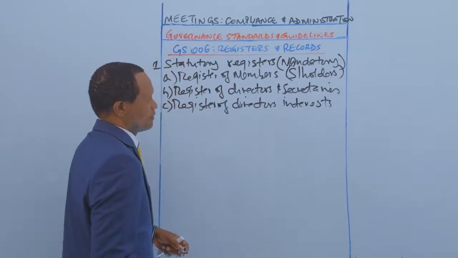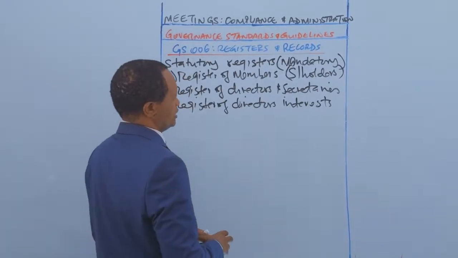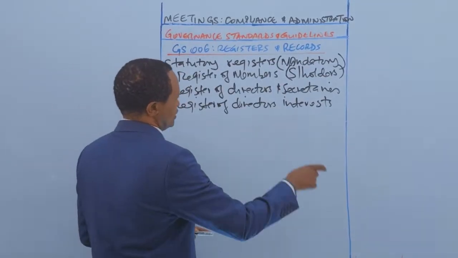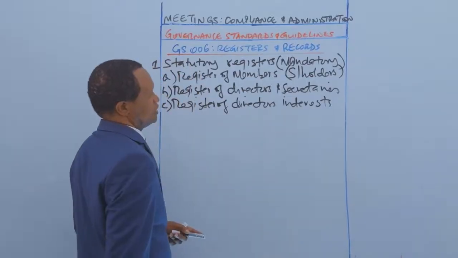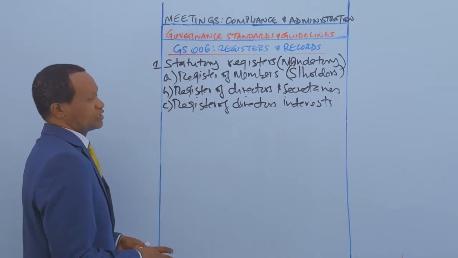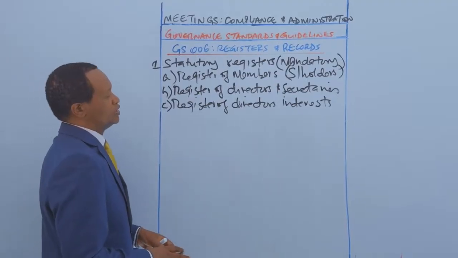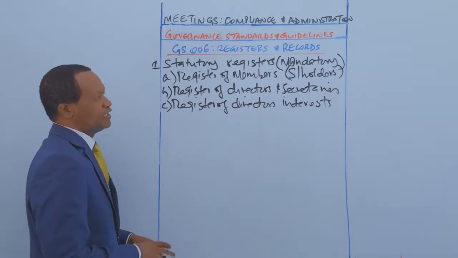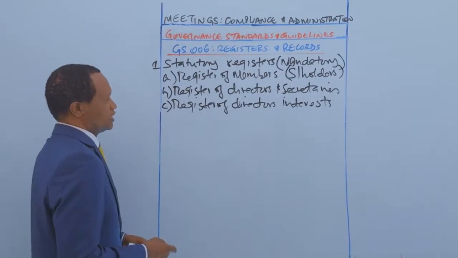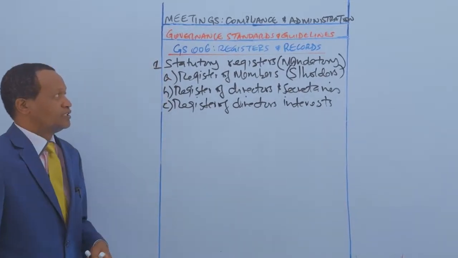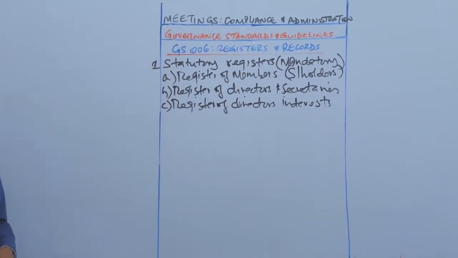If you are a director and you own shares in the company, that has to be part of the register of directors' interests. If you are a director and there is a contract that was issued to you, or a contract where you have an interest, then that has to be part of the register of directors' interests. That's the third statutory register.